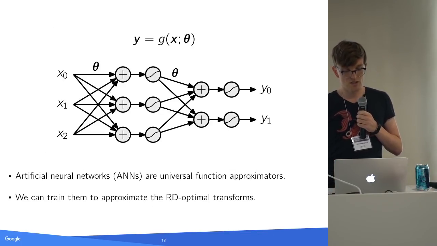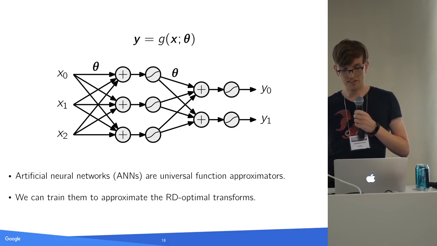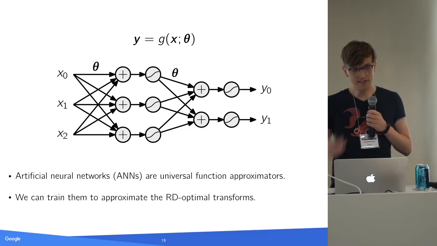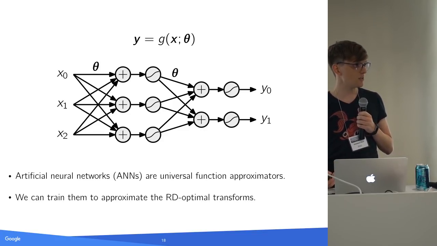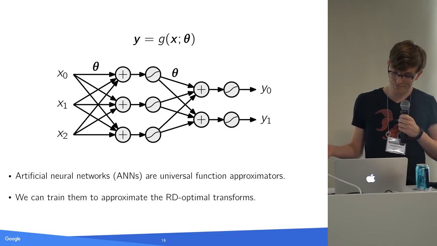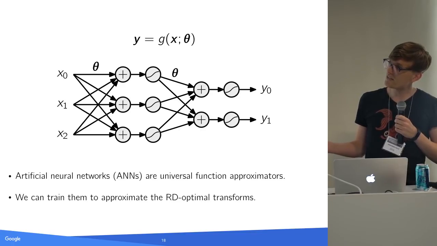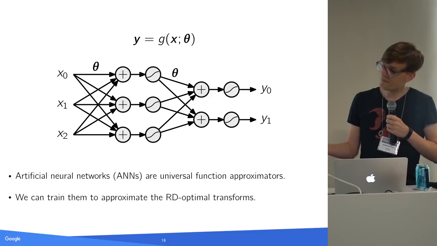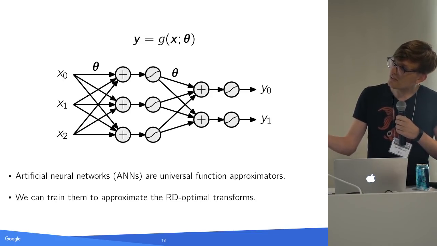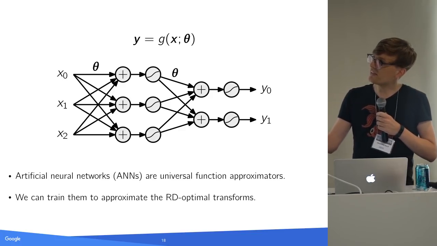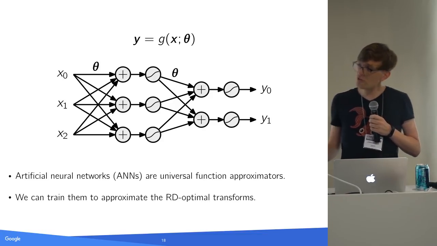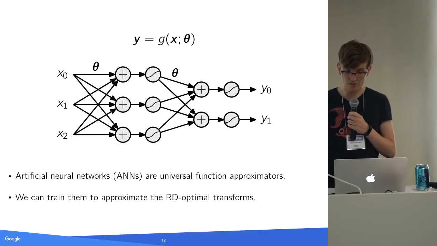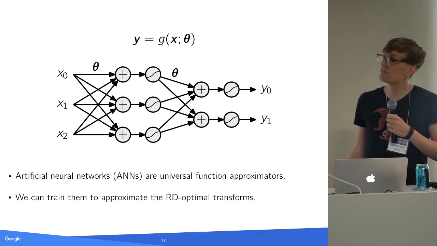And this is where ANNs come in. Artificial neural networks are generic function approximators. They've been around for a long time, but training of large ANNs has been mostly infeasible until very recently. And now with modern hardware, it's become very easy to obtain good approximations for arbitrary input-output relationships. Generally, an ANN is a mapping from an input vector X to an output vector Y, and it consists of linear transforms that alternate with nonlinear transforms. The weights of these linear transforms make up the parameters of the network, so I'm calling those theta here. The crucial thing to realize is that we can use these universal function approximators to approximate the rate distortion optimal transform, even if it's nonlinear.